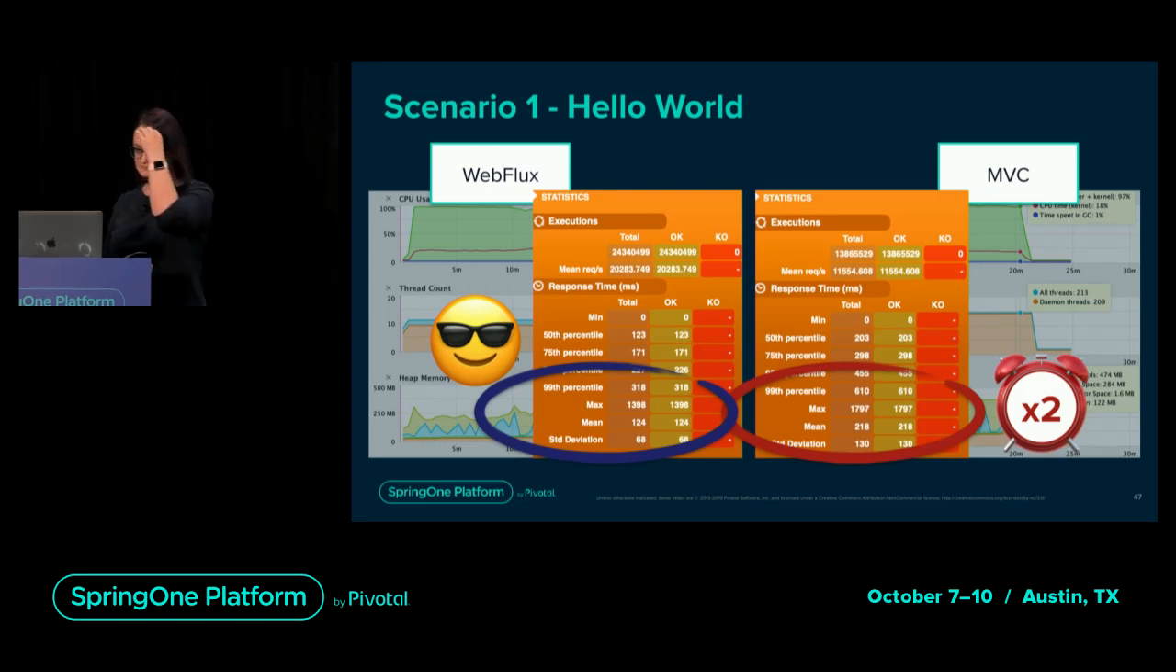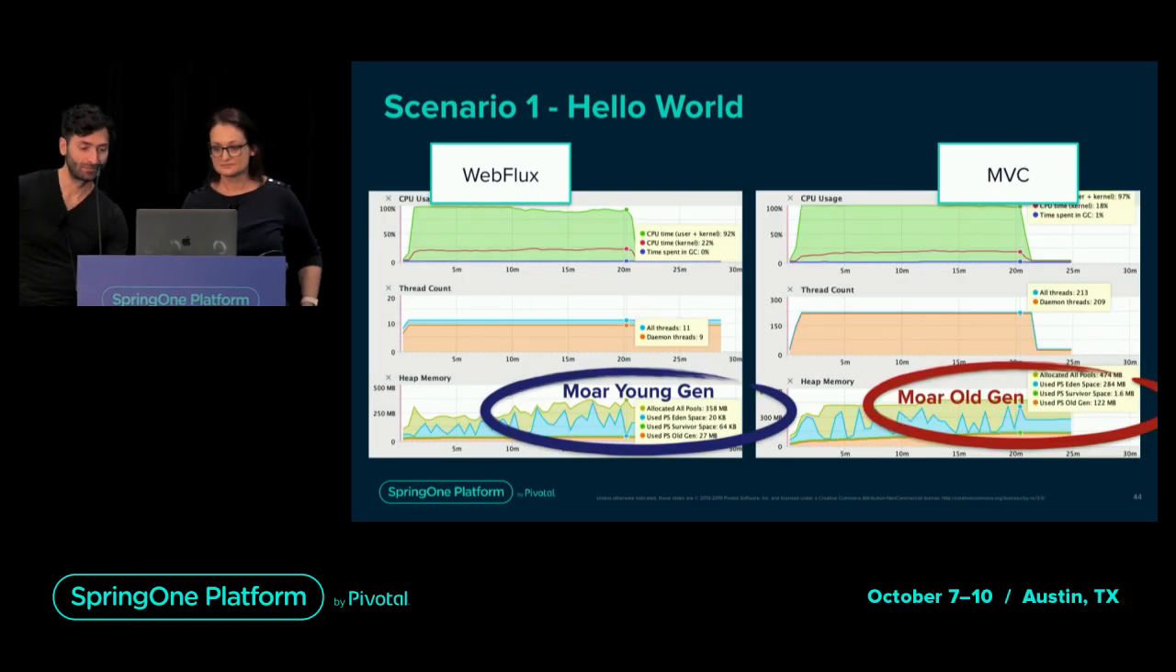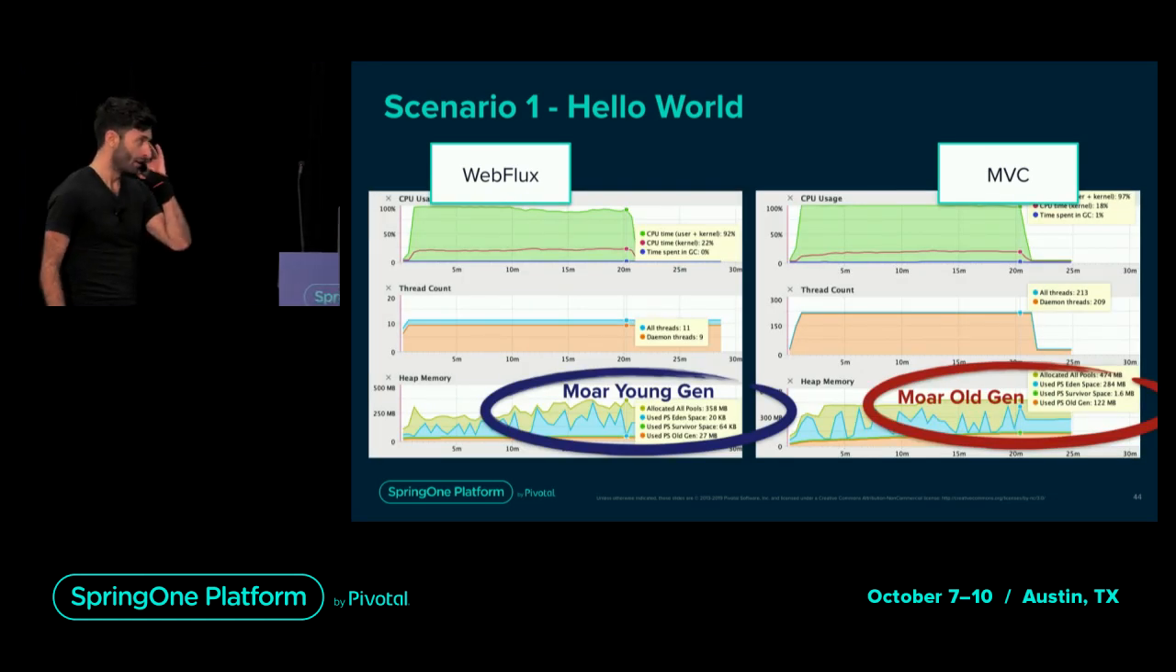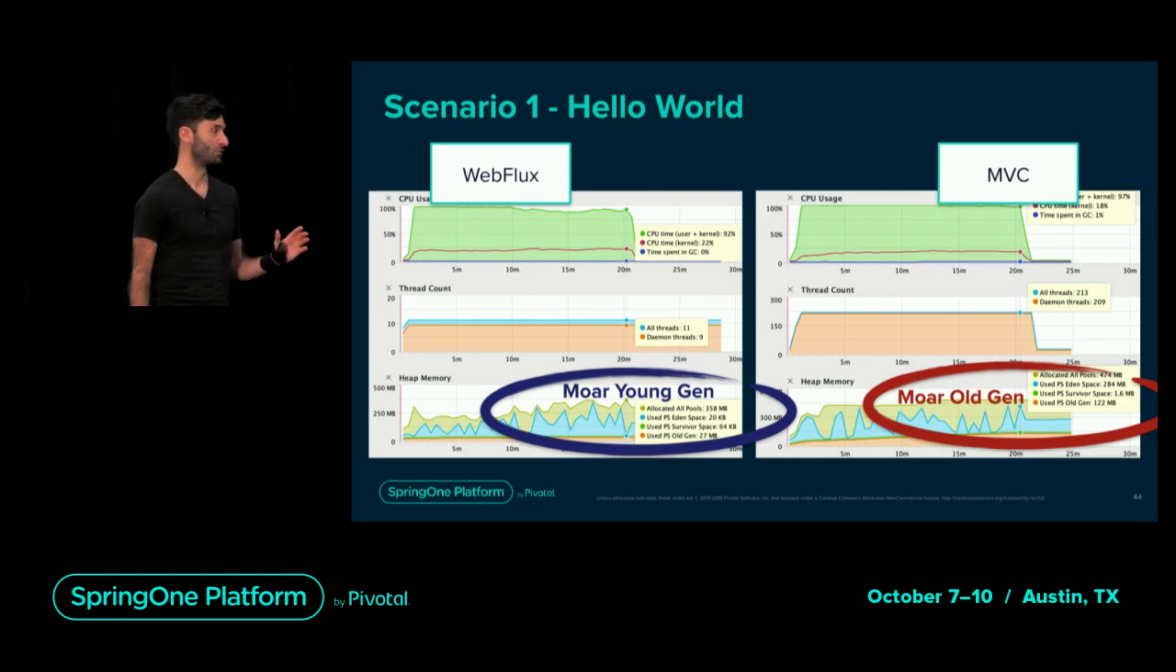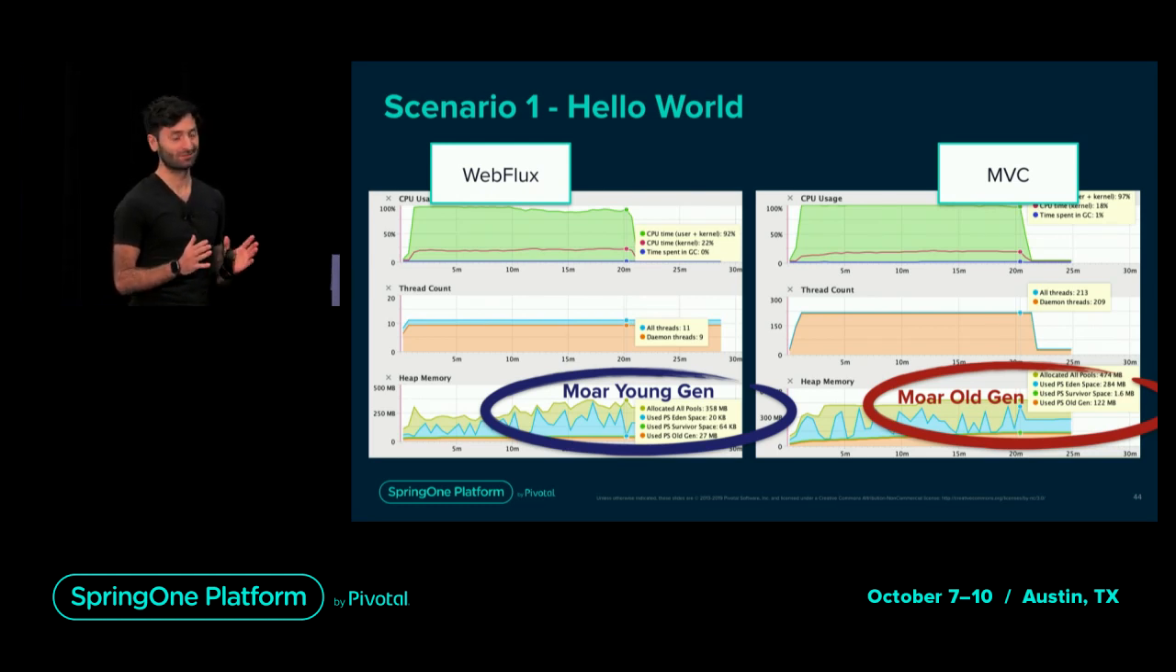Let me ask you a quick question with this graph. Does anyone know why it does matter to use less old generation? No? Okay, so the more old generation you're going to use, the more likely you will use a bigger garbage collection, a slower garbage collection.